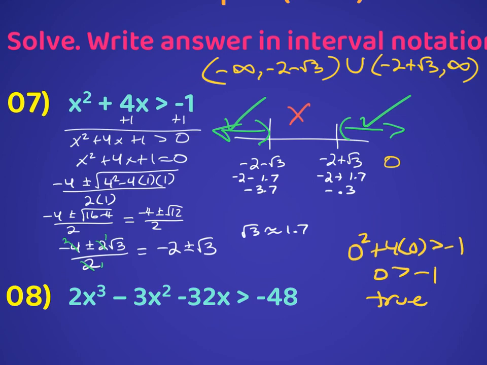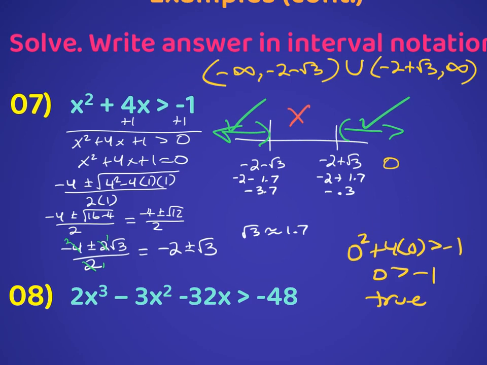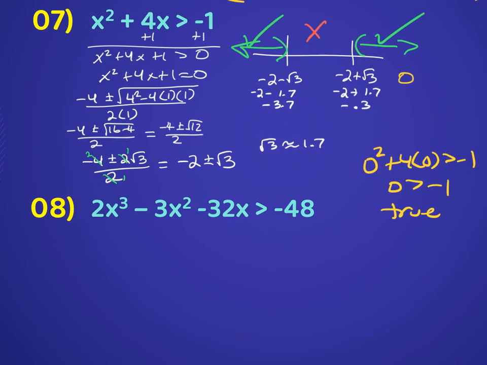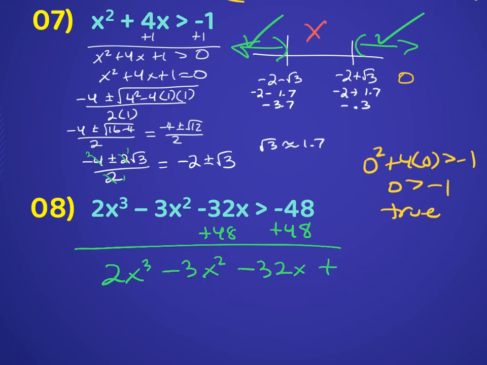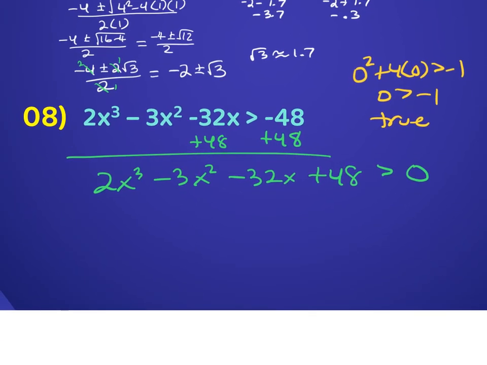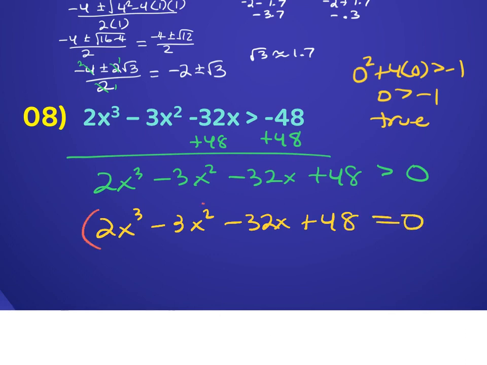Now, I know the bell's going to ring in 1 minute. The next one is just the same thing. We're just going to move the 48, and then we're going to factor by grouping. So 2x cubed minus 3x squared minus 32x plus 48 greater than 0. What we'll do here is make groups. Well, let me rewrite it as an equal sign. Make your groups, and you factor by grouping here.